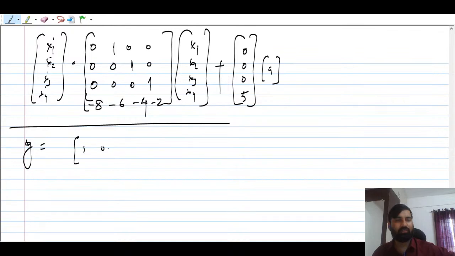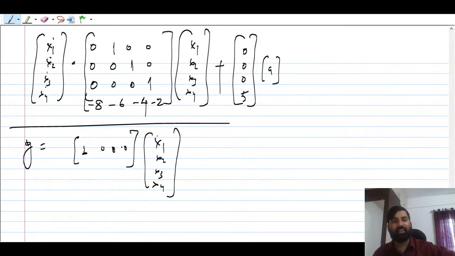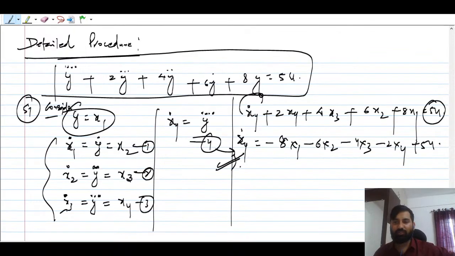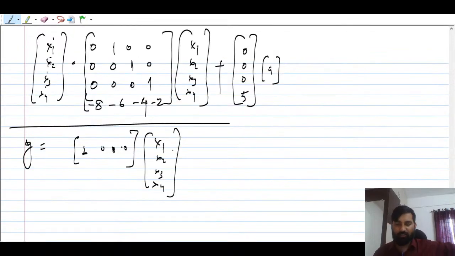Now see y कैसे find करेंगे? y is nothing but 1 0 0 0, and here x1, x2, x3, x4, and since only y equal to x1 now, if you try to solve this you will get y equal to x1, right? So whatever equations are there, accordingly we collect the coefficients, right?